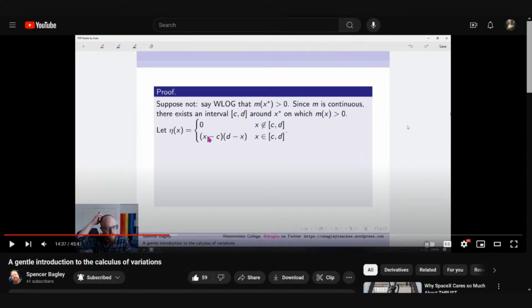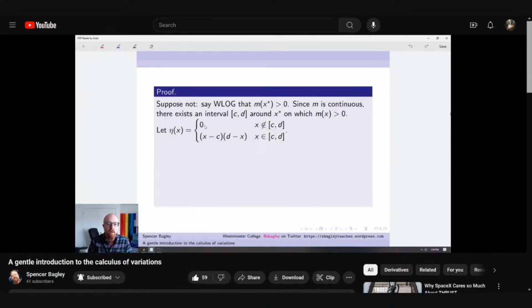So at c, it's 0. But then as we go above c, this becomes positive. But we're still below d, so this is positive. So I think it's positive, this thing, no? Eta, which is 0 outside of that interval, and then it does this little parabola thing on the interval. So I'll sketch that function. Looks like this.